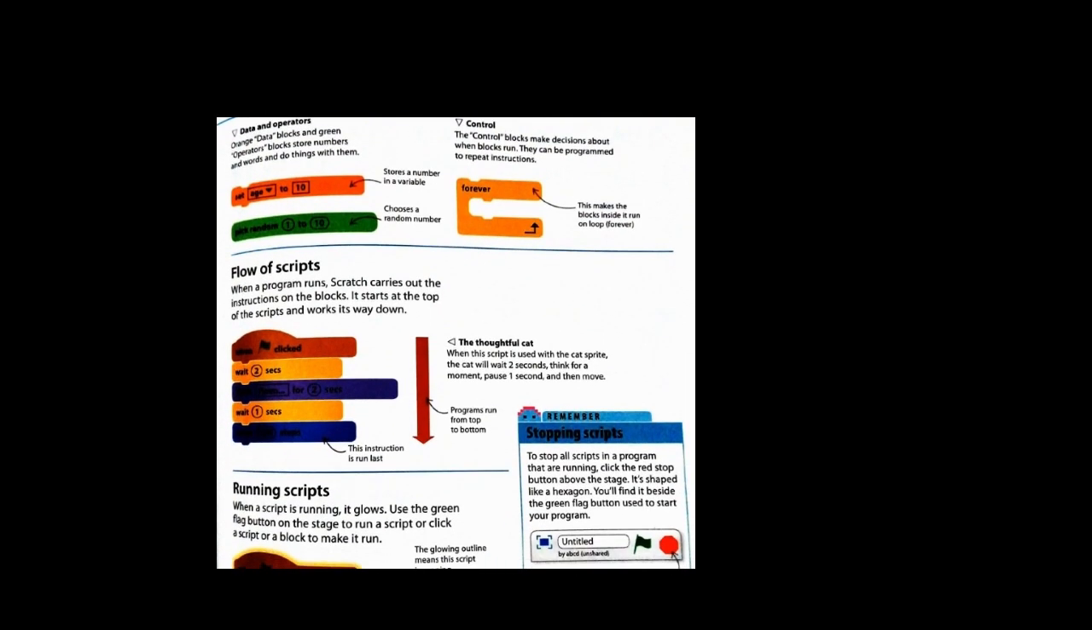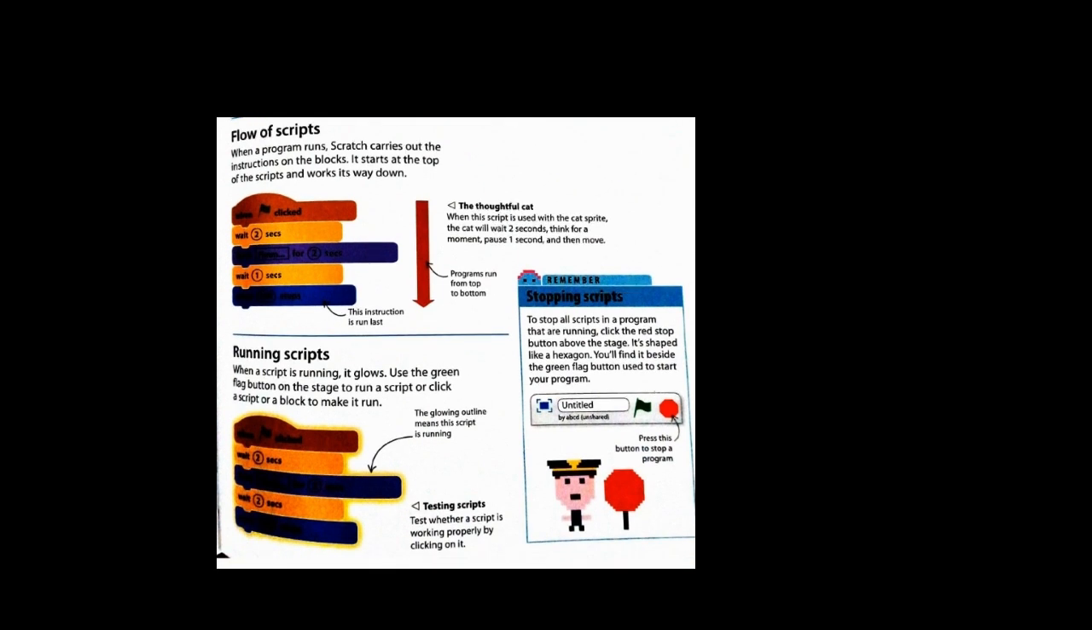Data and operators. Orange data blocks and green operator blocks store numbers and words and do things with them. Stores a number in a variable, chooses a random number. Control. The control blocks make decisions about when blocks run. They can be programmed to repeat instructions. This makes the blocks inside it run on loop forever.